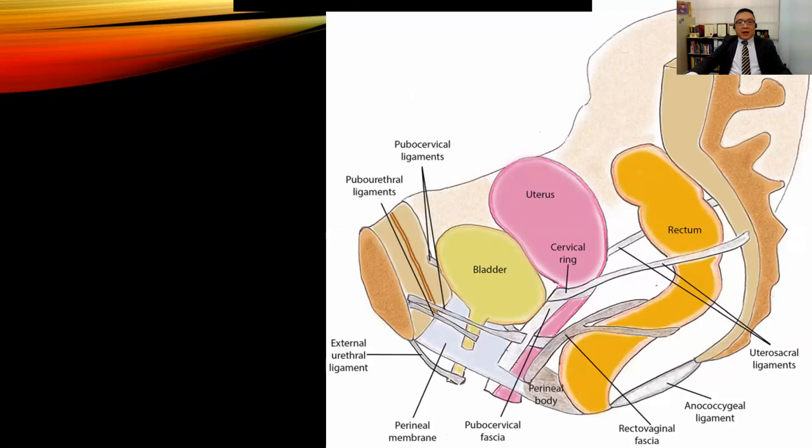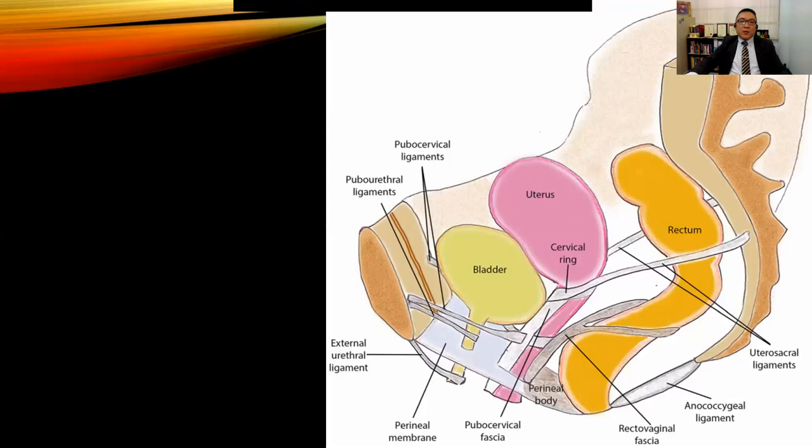These ligaments are the uterosacral ligaments, the pubocervical ligaments, the rectovaginal, and the puborectal ligaments. These ligaments are like seat belts that hold all the organs in place. When there is a displacement of these organs due to increased intra-abdominal pressure, they should help the organs to recoil back to their original position.